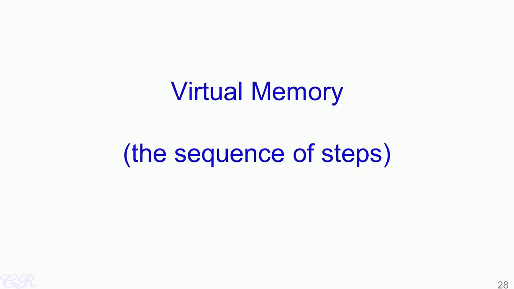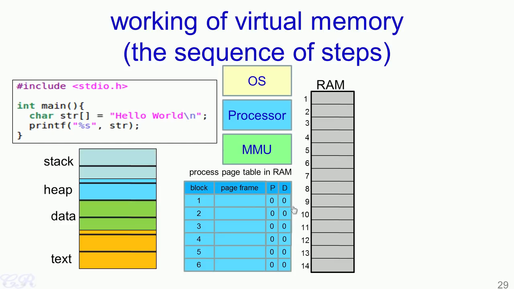Next, we will look at the sequence of steps that occur during the virtual memory mapping. So, let us start with the particular program, and this is its virtual address space with different colors corresponding to each section of the program. Also, we have the various blocks, and as we have mentioned, each of these blocks is of 4 kilobytes.